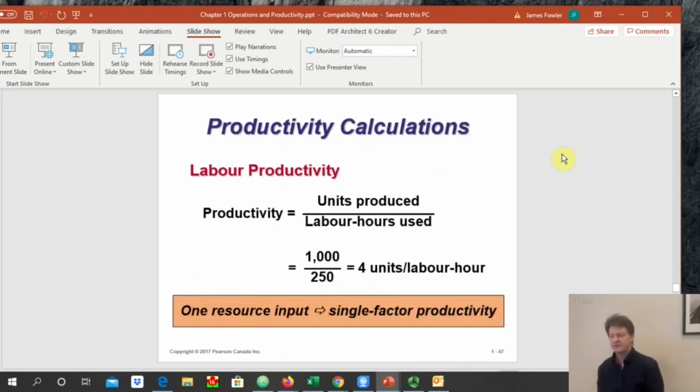Productivity calculations for labor productivity: that's going to be units produced over labor hours used. So for example, we produced 1,000 units and we used 250 hours of labor. So our units per labor hour is 4.